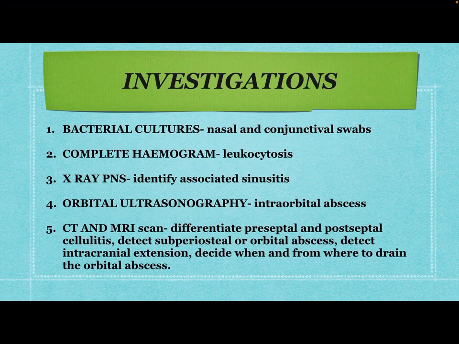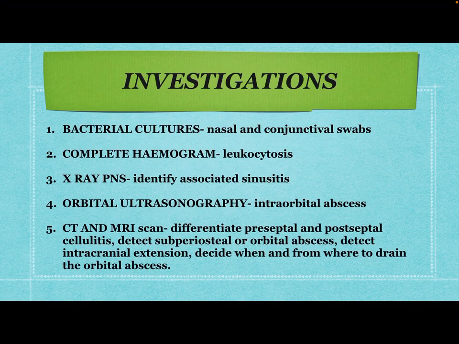Next is, what are the investigations that you will do in the patient? You can take nasal and conjunctival swabs and give them for bacterial cultures to identify the causative organism. You can do a complete hemogram, and you will detect leukocytosis because of the infection. Then a paranasal sinus X-ray should be done to identify the sinusitis. Most commonly, ethmoidal sinusitis will be there, which is associated with orbital cellulitis.